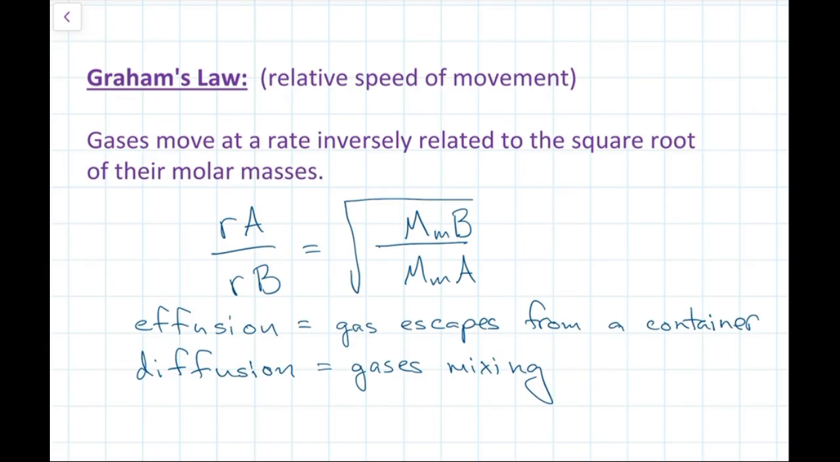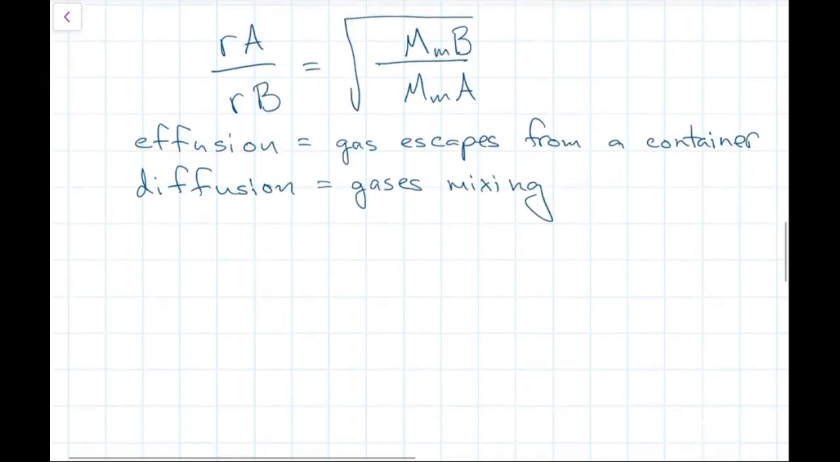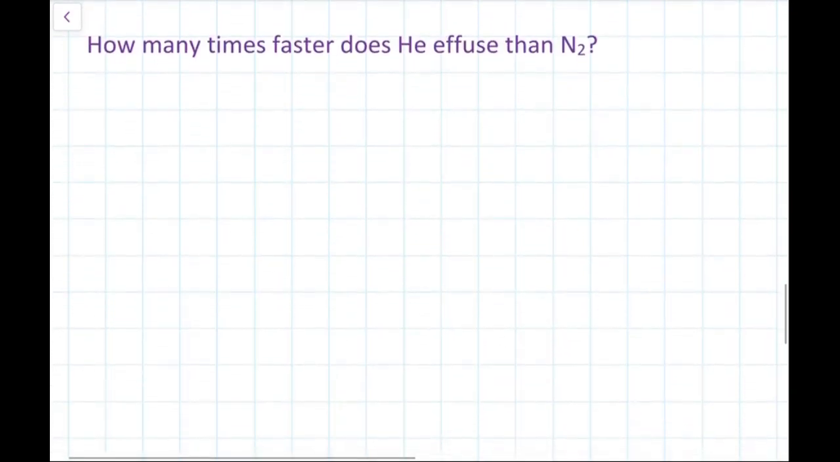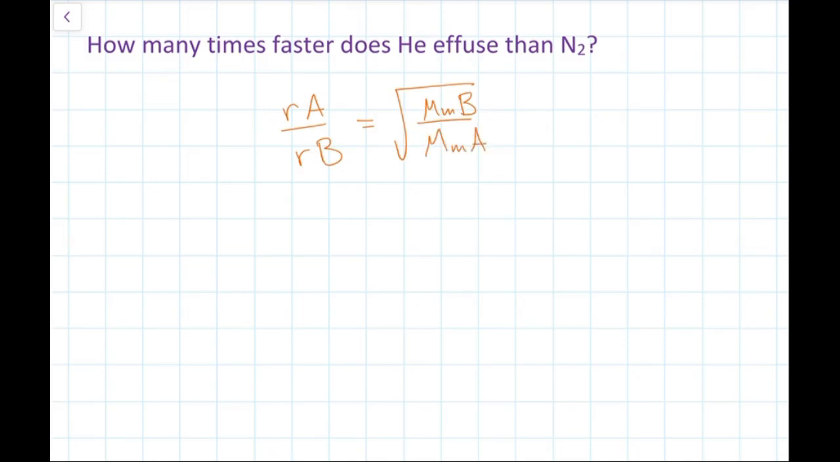So if we want to compare two gases, we can come up with a relative rate of diffusion for two gases. So let's say we're asked a question like, how many times faster does helium effuse compared to nitrogen? And the Graham's law equation works for both effusion and diffusion. It doesn't know the difference between the two. So it's just going to be R of gas A over B is equal to the square root of the molar mass of B over A. Okay? So how many times faster does one effuse than the other?